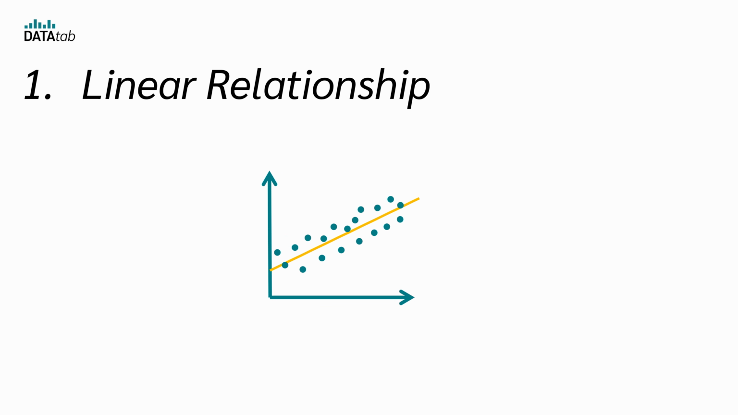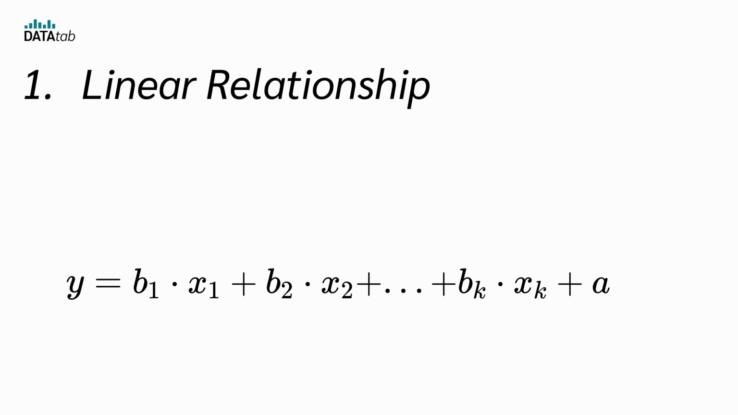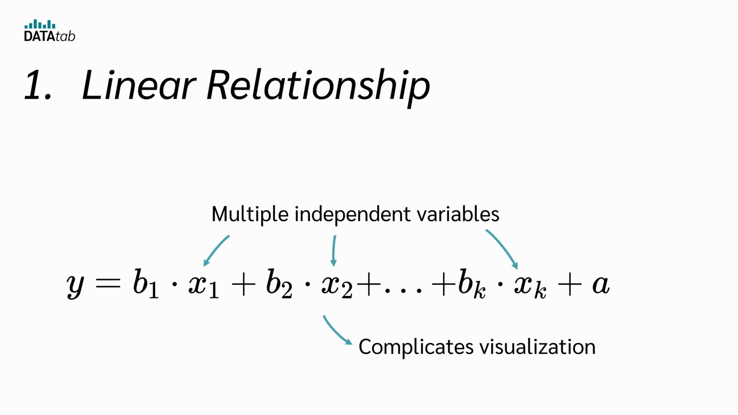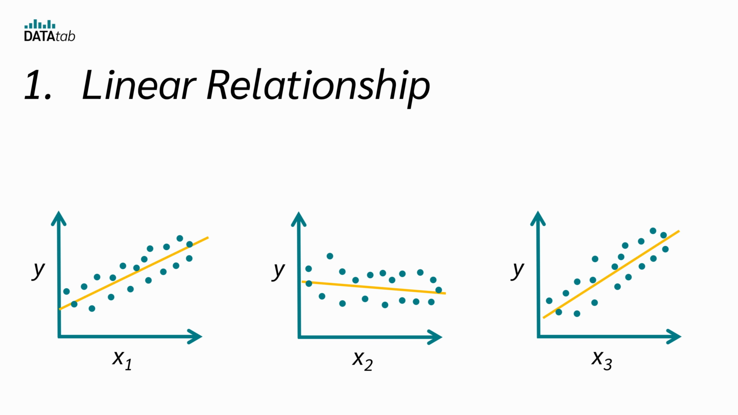In simple linear regression, we have one independent variable and one dependent variable, making it straightforward to plot the data points and the regression line. In contrast, multiple linear regression involves multiple independent variables, which complicates the visualization. However, you can still plot each independent variable separately against the dependent variable to gain an initial sense of whether a linear relationship might exist.